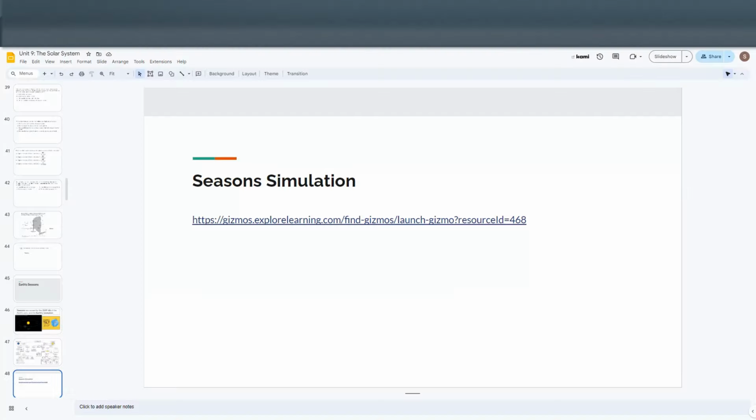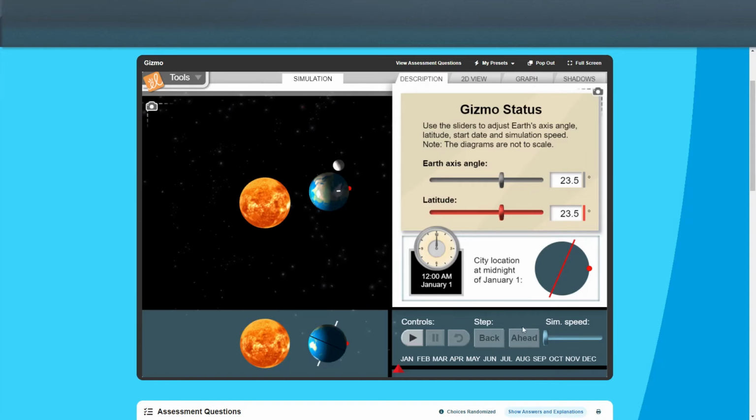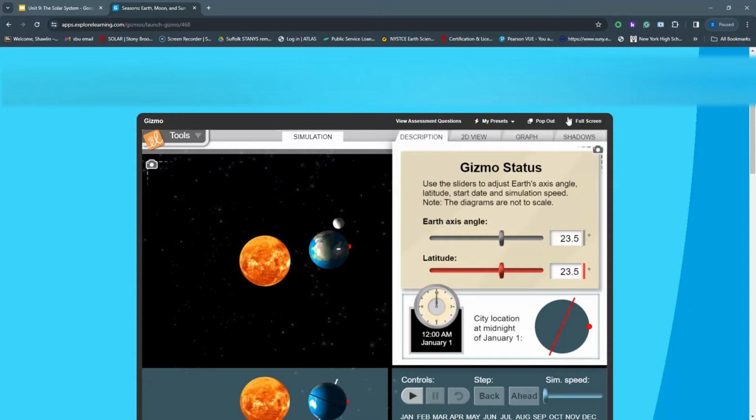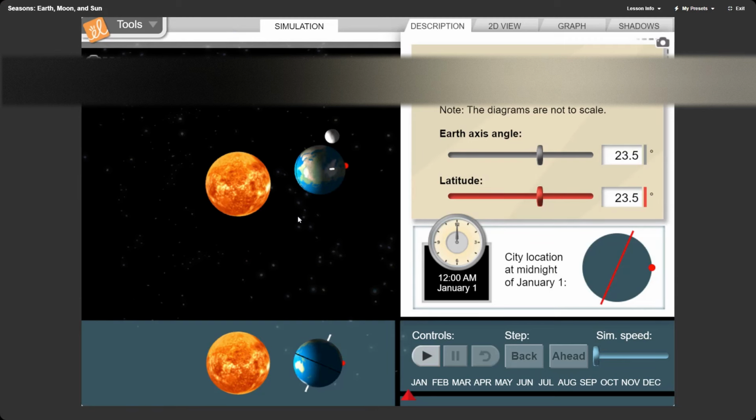So let's look at a simulation of the Earth's seasons, just like here. Okay, so this is the Earth. This is the sun. This is the top view. This is the side view. This is the moon, but we're not very focused on the moon right now. Notice that the Earth is tilted on its axis, and the tilt is 23.5 degrees. And we're currently looking at the 23.5 degree north latitude, this red dot right here. Okay, that's what we're focusing on. And over here, this shows us the different months as the Earth is going around the sun. So let's see what happens.